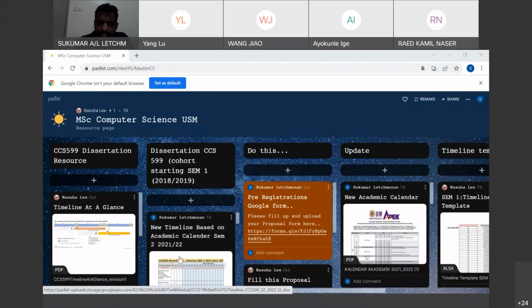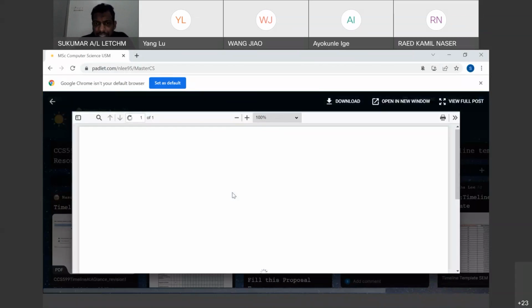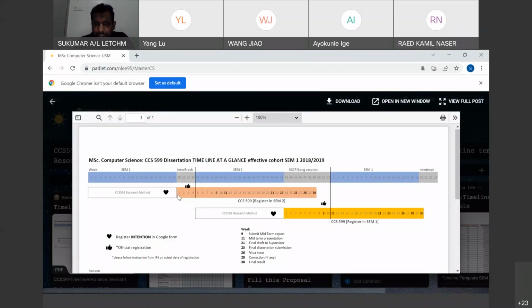The main thing you need to do for now, you still have time, during your inter break after 3 weeks of your examination. But most of the time you forget about your CCS 599. You start to think about CCS 599 when you start to register, which is wrong. You need to start during your inter break itself. As I mentioned earlier, during your inter break, your CCS 599 has already started. So please beware of that.